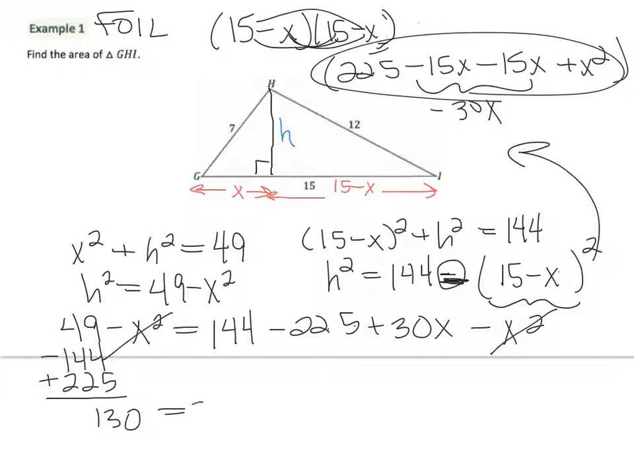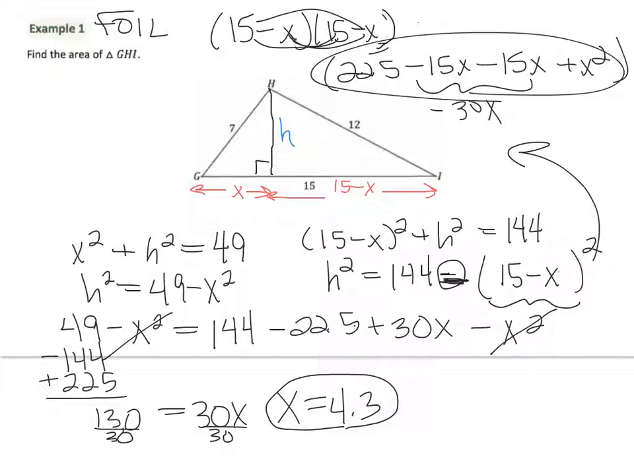130 equals 30x. Divide both sides by 30, and I think we'll have x. 130 divided by 30, 4.3. So x equals 4.3. Not done yet, but it's alright.